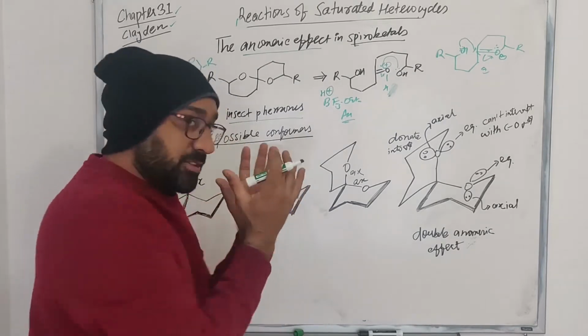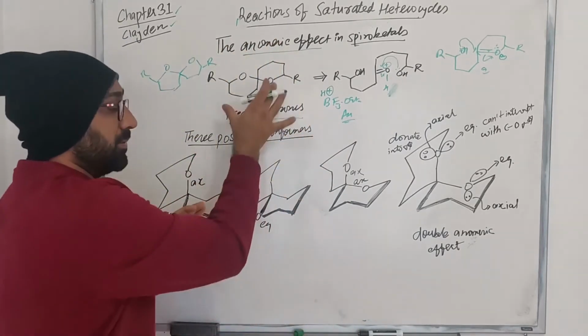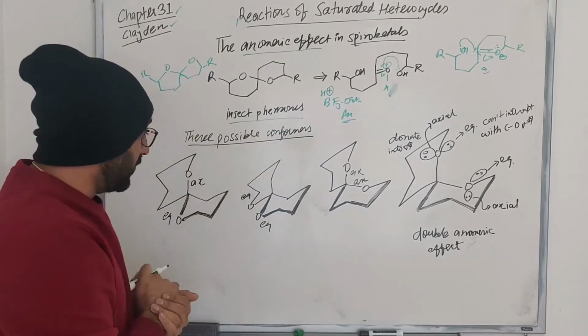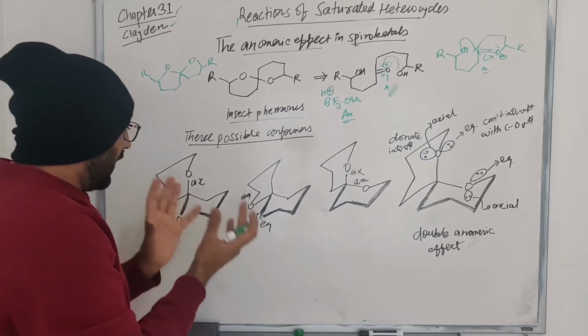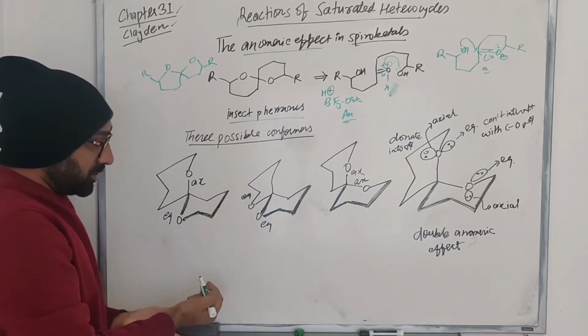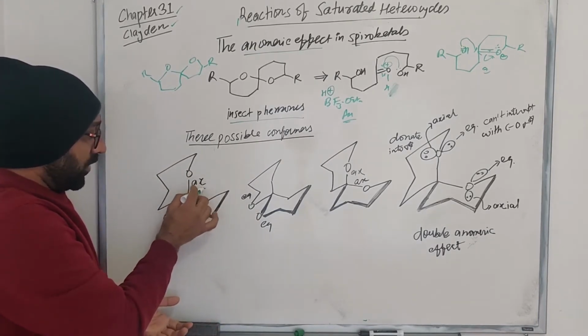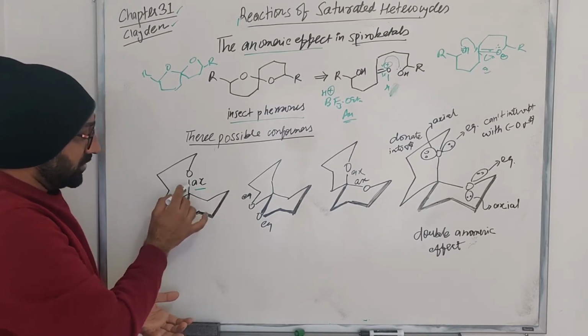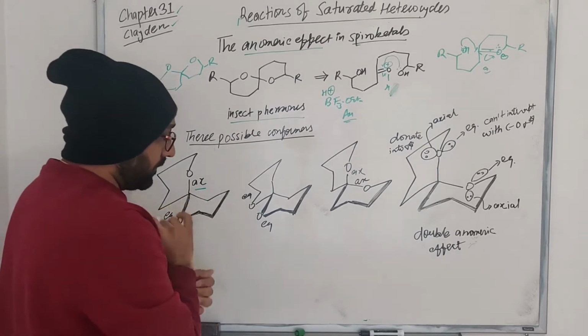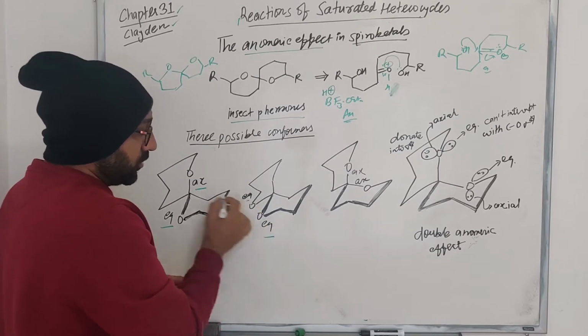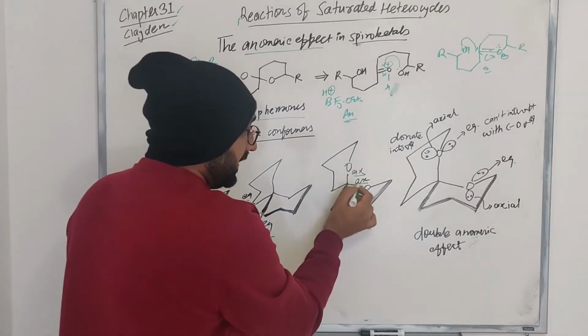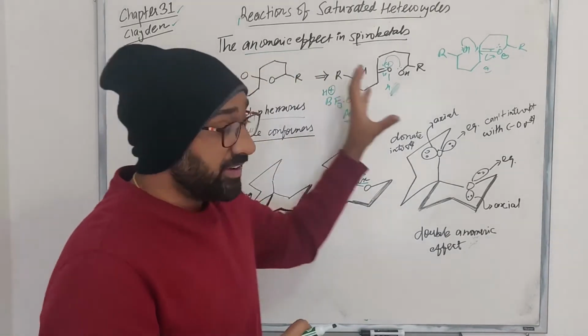So what are the various possible conformers for such compounds? ठीक है, there are 3 possible conformers. अगर मैं इसको draw करूं, what are the 3 possible conformers? 3 possible conformers what you can have is one at axial and one at equatorial. So this is at axial, this is at equatorial, or both of them can be at the equatorial position, or both of them can be at axial position. So this is a very, very important example.